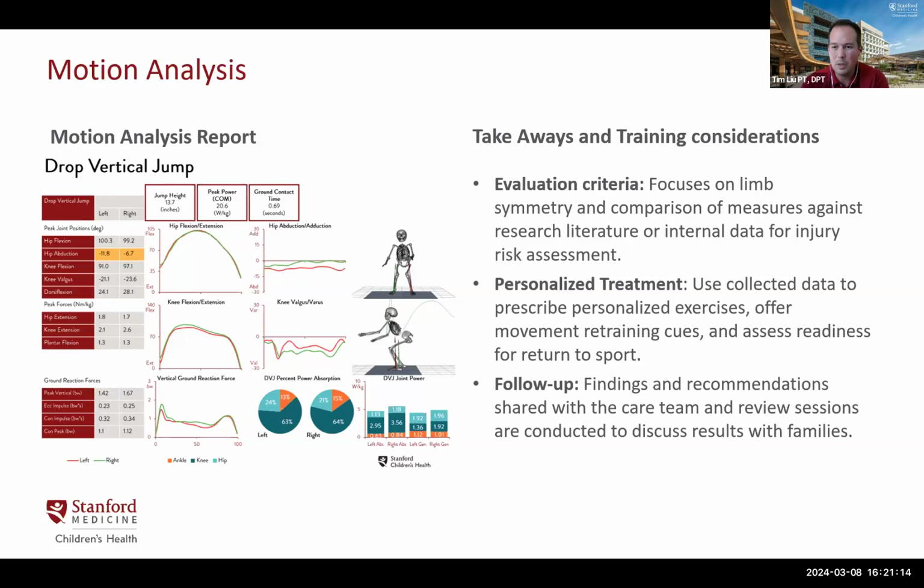So these sessions typically take a couple hours, and then within a few weeks, a lot of times we'll have a follow-up meeting with the team to go over the details of the report with the orthopedic surgeon and potentially with the PT or athletic trainer or strength and conditioning coach who's working with these individuals, to then help tailor those recommendations. So I think that's it on slides.